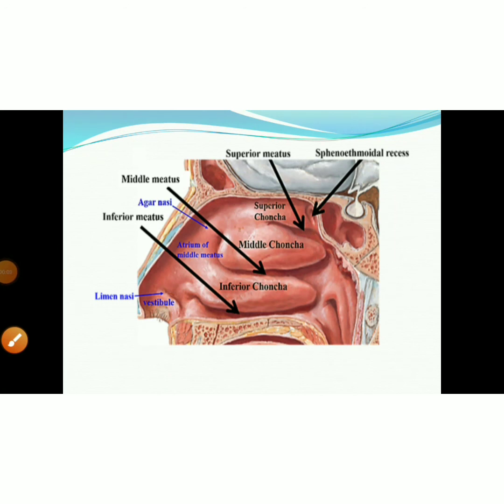So here you can see the lateral wall of the nasal cavity. In the anterior part you can see the vestibule. Above that you can see the mucocutaneous junction, which is the limen nasi, and the upper limit of the atrium is called the agger nasi. Between the agger nasi and the limen nasi you can see the atrium of the middle meatus, and posterior to that you can see the posterior part of the lateral wall, which is composed of conchae and meatuses. The superior meatus is between the superior concha and middle concha. The middle meatus is between the middle and inferior concha, and the inferior meatus is below the inferior concha.